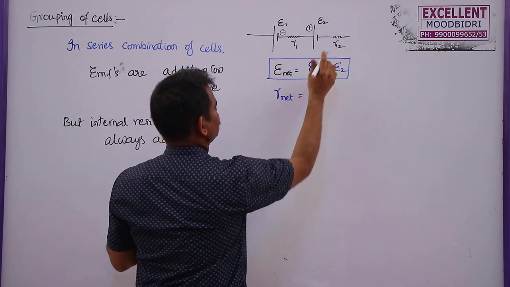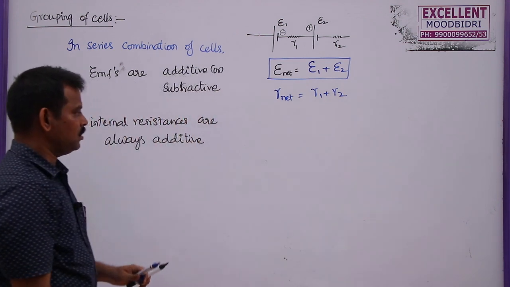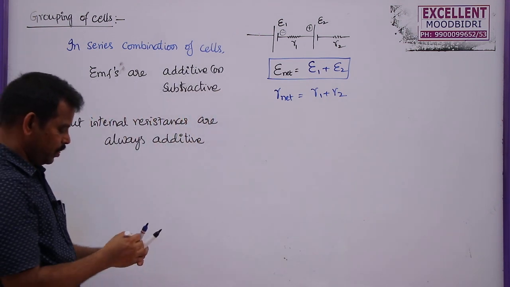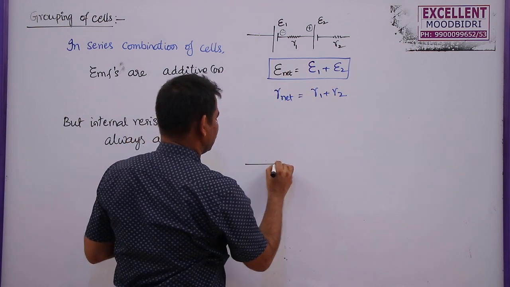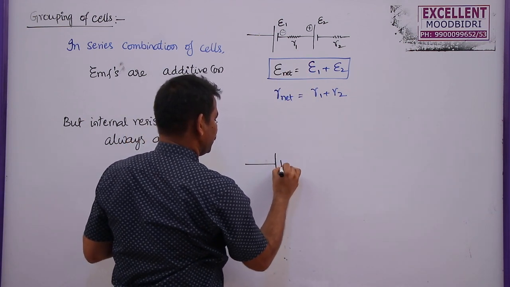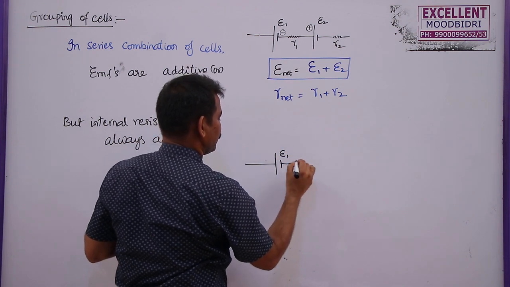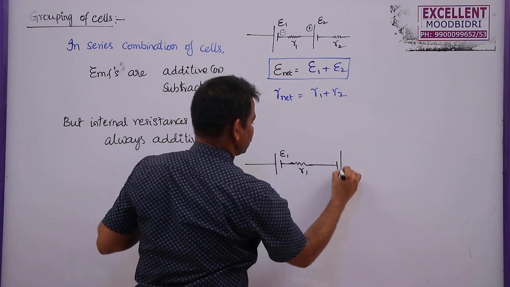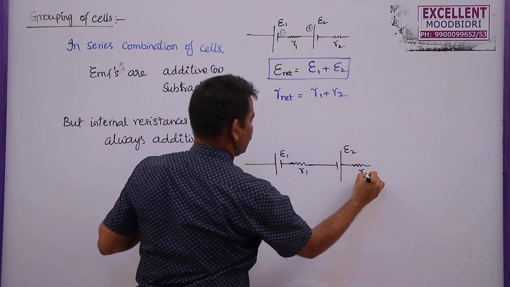As these two resistors are in series, we can write R net is equal to R1 plus R2. But if these two cells are connected such that this is the first cell of EMF E1 and internal resistance R1, and this is the second cell of EMF E2 and internal resistance R2.